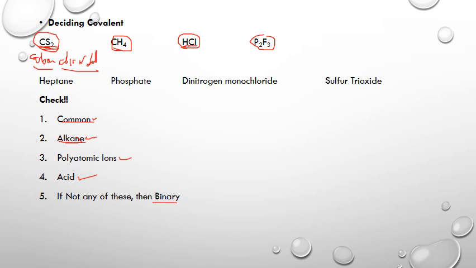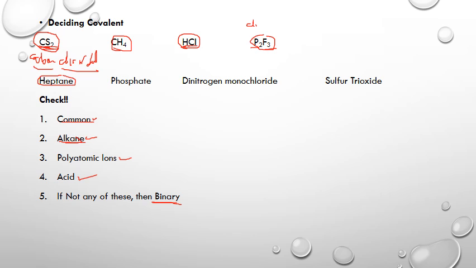The last one here, P2F3. Is it common? No, it's not one of the 5. It's not an alkane because it doesn't have C and H. It's not a polyatomic. It kind of looks like PO4 3 minus, but it's not. Polyatomics have to have a minus charge in them. It's not an acid because it doesn't start with H, so it's got to be binary. This one has 2 phosphoruses, so it's diphosphorus trifluoride. Know your prefixes: mono, di, tri, tetra, penta, hexa, hepta, octa, nona, deca.